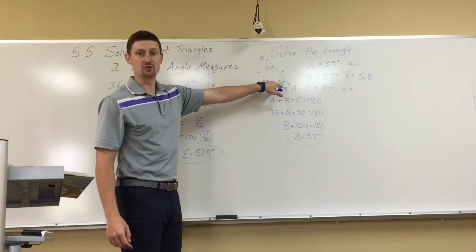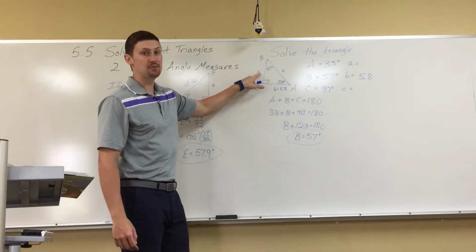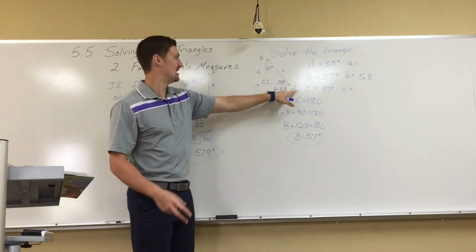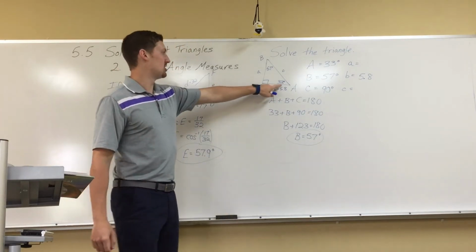What trig function should I use with angle A? Well, side A is opposite. Could I do opposite over hypotenuse and do sine? No. Why not? Two unknowns. Opposite over hypotenuse, two unknowns. I only want one unknown. So I can't use sine.